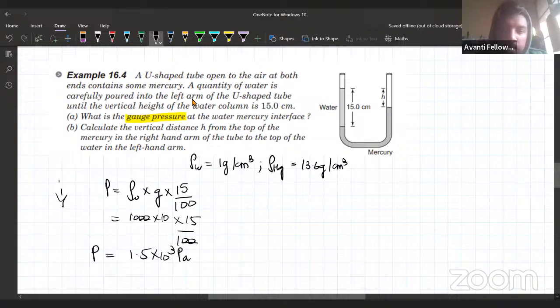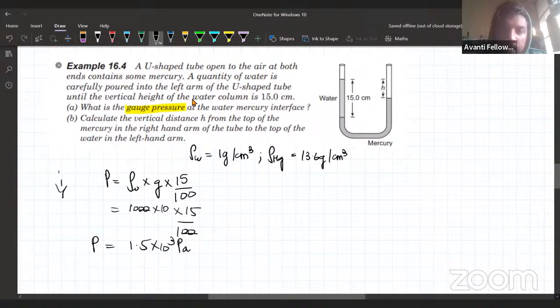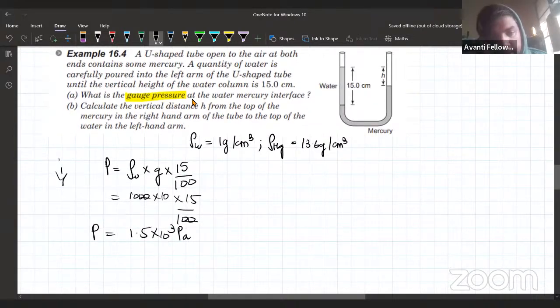Now we have to calculate the second part. Calculate the vertical distance h from the top of the mercury in the right-hand arm of the tube to the top of the water in the left-hand arm. Means we have to calculate this value h. What we have to do is take this interface at A and at B. I'll equate the pressures at A and B. The second part, I'm writing below here.